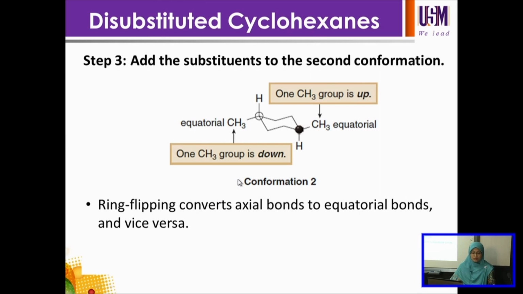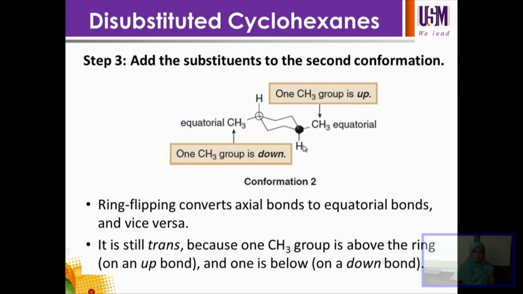So the diaxial methyl groups will now become di-equatorial, because both of these methyl groups are now in equatorial position. It is still trans because one methyl group is above the ring on an up bond, and one is below on a down bond. So ring flipping does not change the cis or trans isomer. It will only change the position of the substituent, either equatorial or axial.